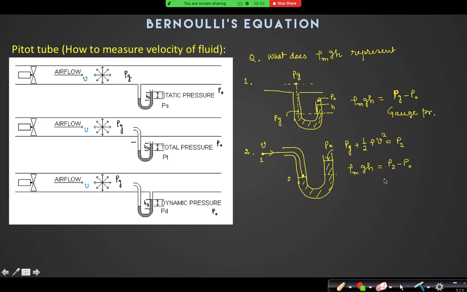So P2 minus P naught is Pg minus P naught plus half rho v square. So it is static pressure plus this pressure, which is known as dynamic pressure, half rho v square. This pressure is coming due to the velocity. So it is nothing but the total pressure, you can also say.